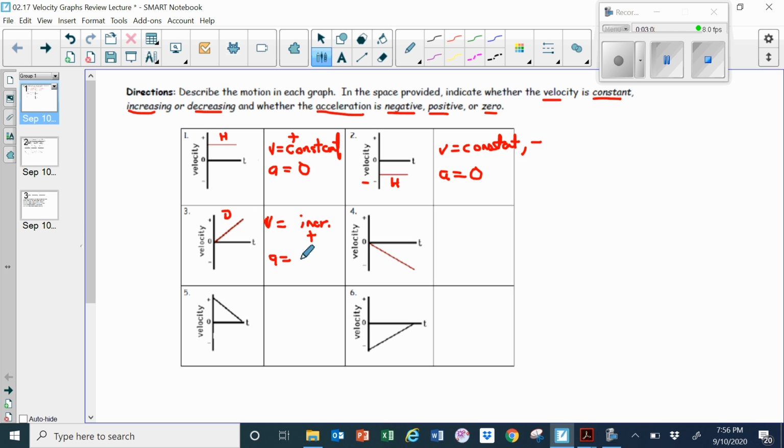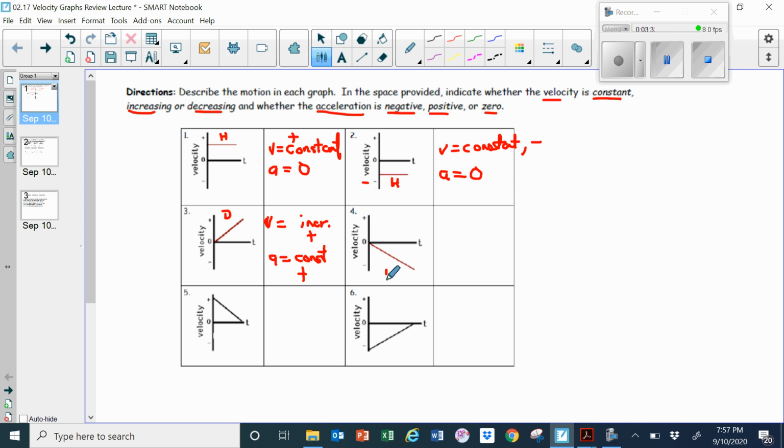So the acceleration is constant because the slope of this line is a constant, right? And it's positive. It has a positive slope. This has a positive slope. So the acceleration is constant and it's positive. Okay? Okay. Okay, next one. Here's the velocity.